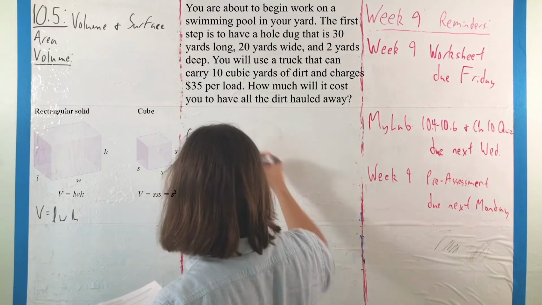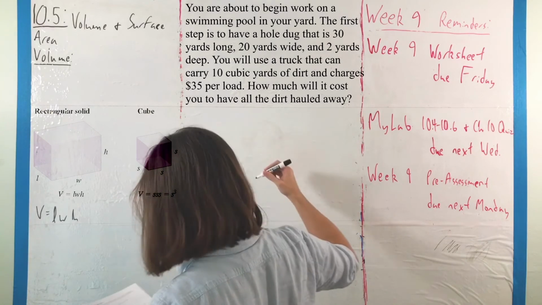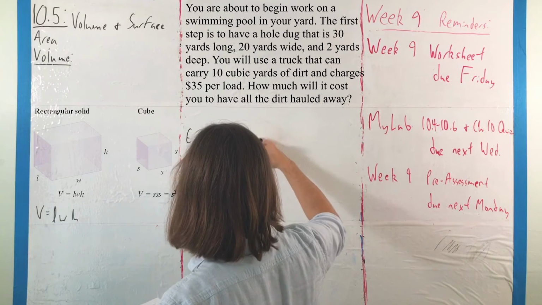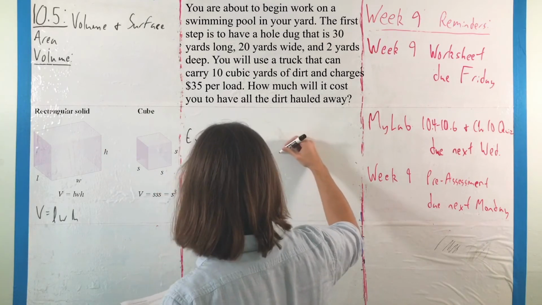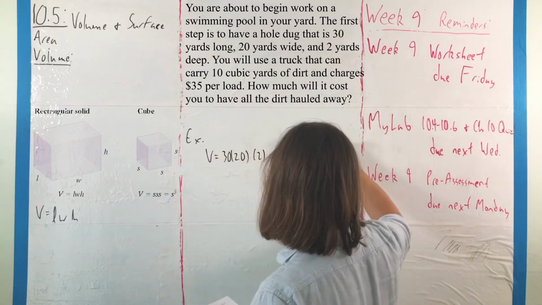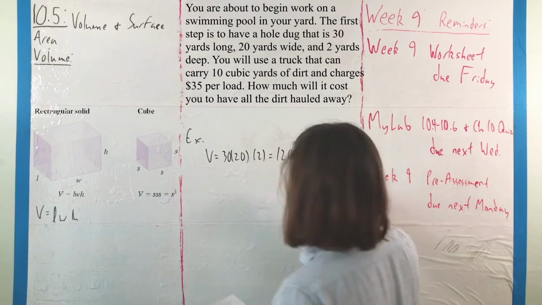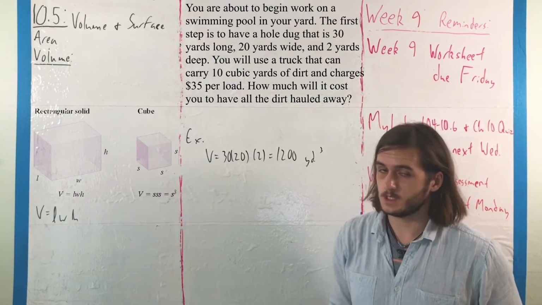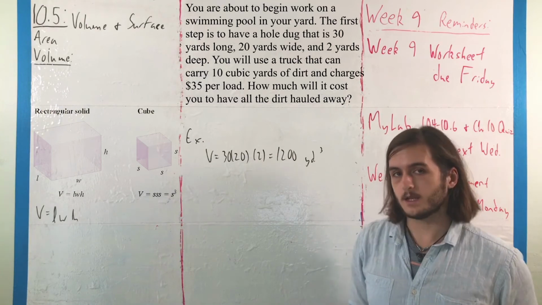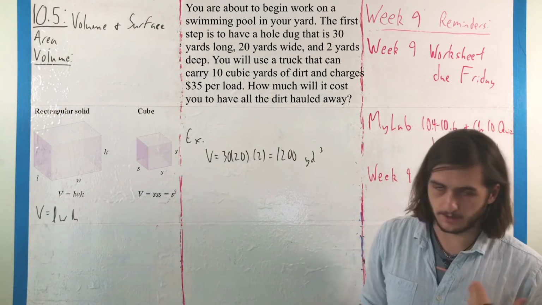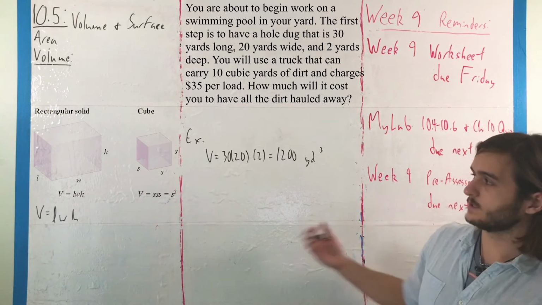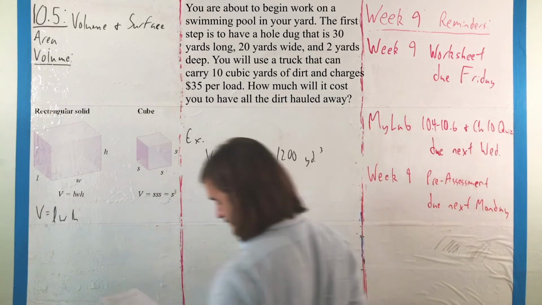So, first thing you need to do is figure out the volume. You need to find the volume of the hole, which will be 30 times 20 times 2 yards for a total of 1,200 cubic yards. Now from here, what you then need to do is figure out how much it's going to take to move all of this, that is, figure out how many loads you will need, and then how much it costs per load to get the total cost there.